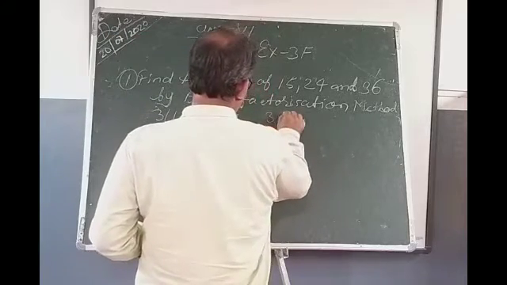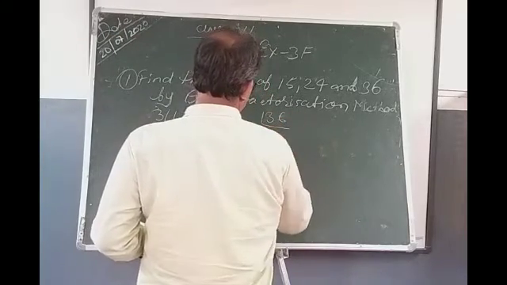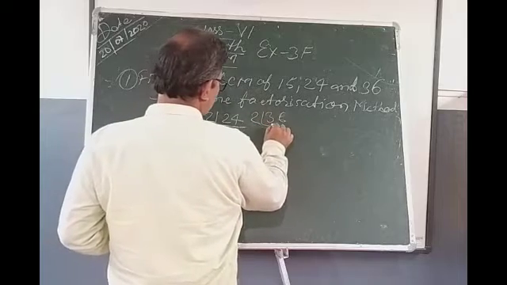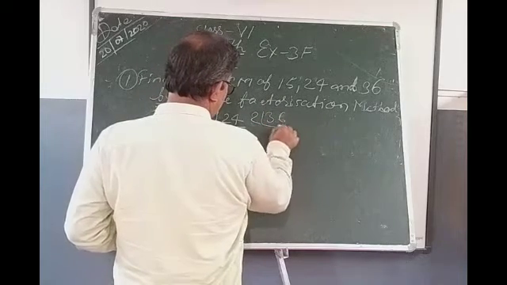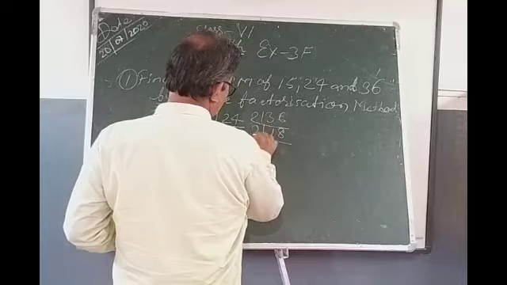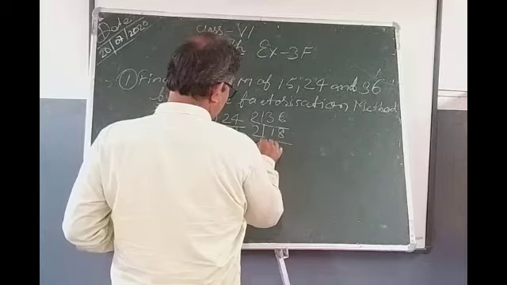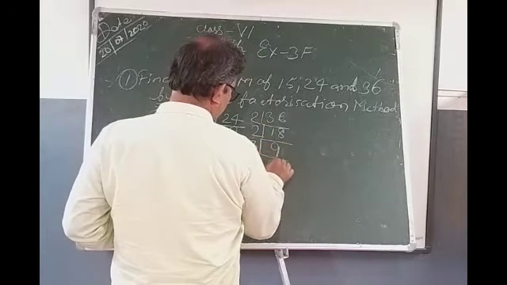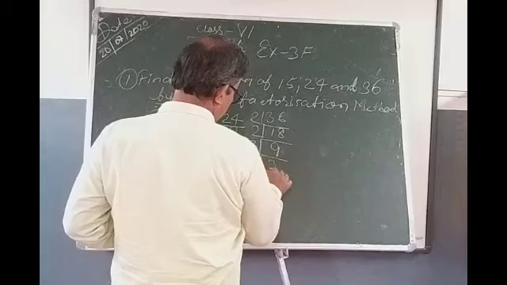Next number 36. 2 18s are 36, 2 9s are 18, 3 3s are 9, 3 1s are 3.